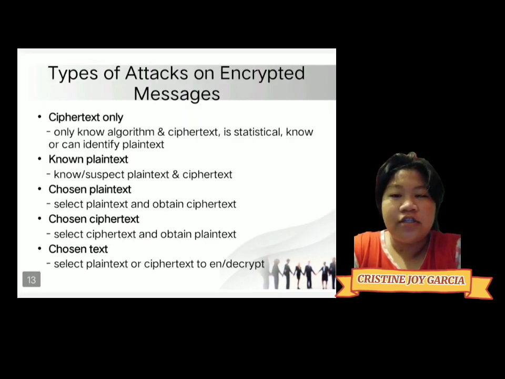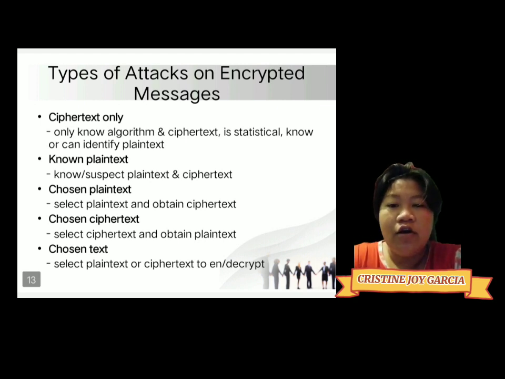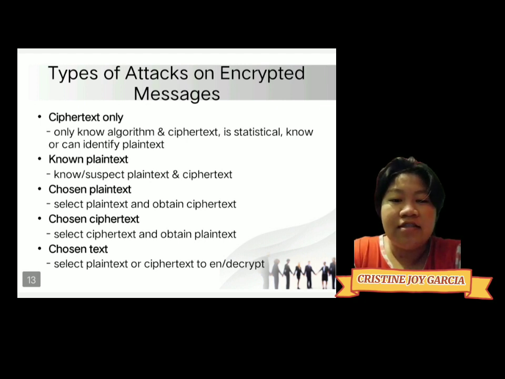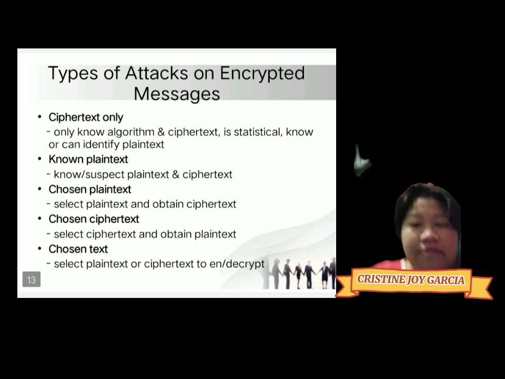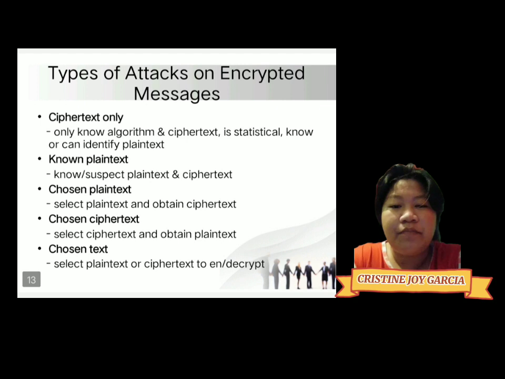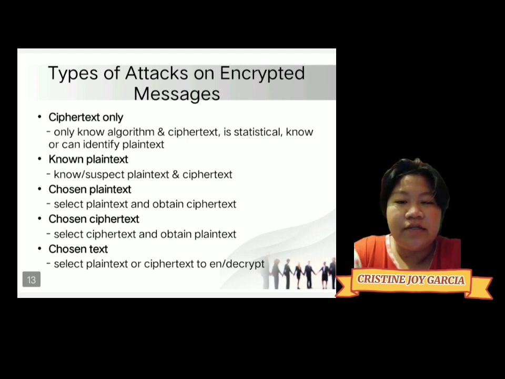On average, half of all possible keys must be tried to achieve success. Types of attacks on encrypted messages. First, ciphertext only: only the algorithm and ciphertext are known, and statistical methods can be used to identify the plain text. For example, the Caesar cipher, in which each letter of the plain text is shifted a certain number of places down the alphabet.